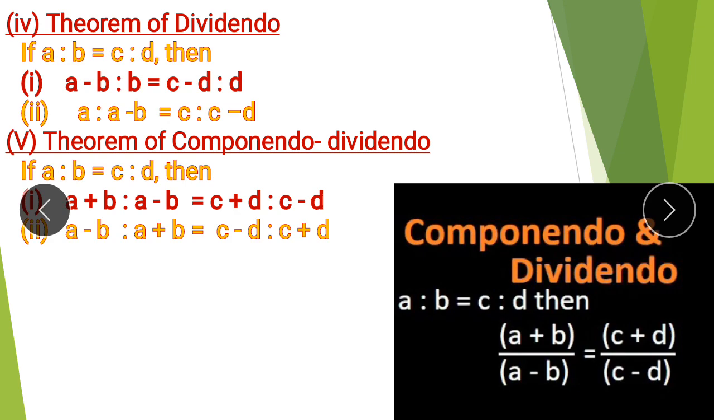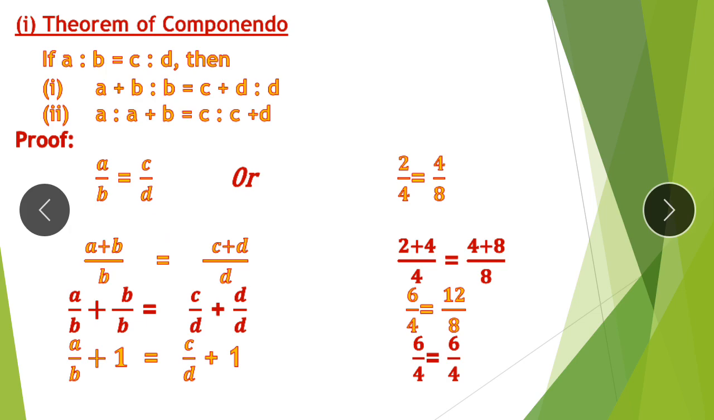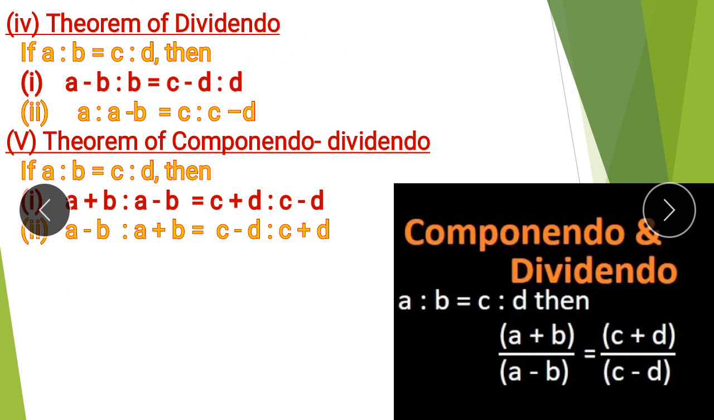The last one, which is important and will be used for solving problems related to proportions, is the theorem of componendo and dividendo. So let's see what the componendo and dividendo theorem states. It says that if you have the proportion A ratio B equals C ratio D, then componendo and dividendo is basically the combination of componendo and dividendo.